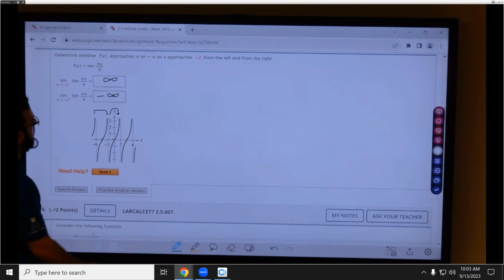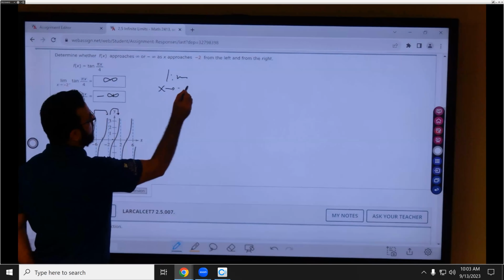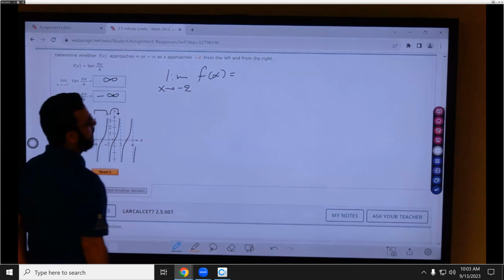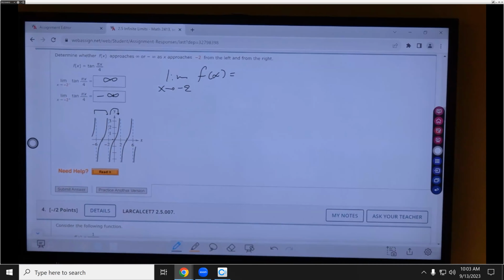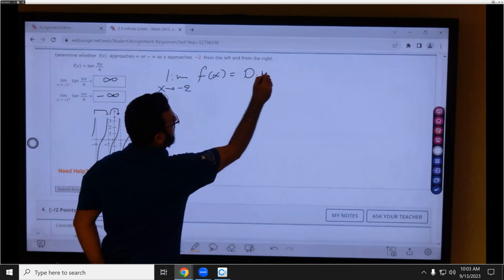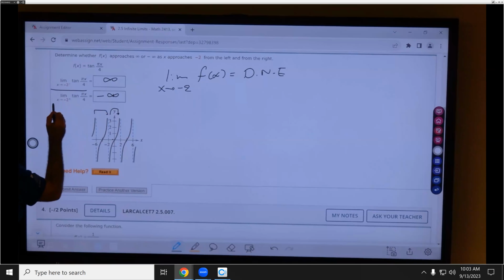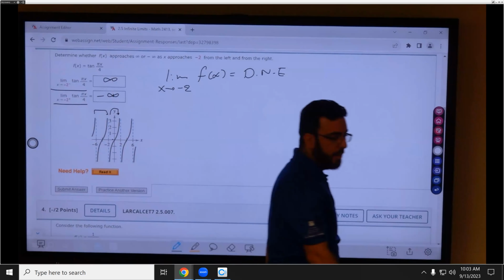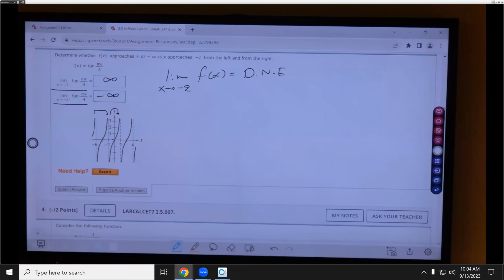So the limit when x approaches negative 2 for the function equals what? Does not exist. It does not exist for the function, but from the left side it's infinity, and from the right side it's negative infinity. You got it? Is it okay? Let's go to the next one.